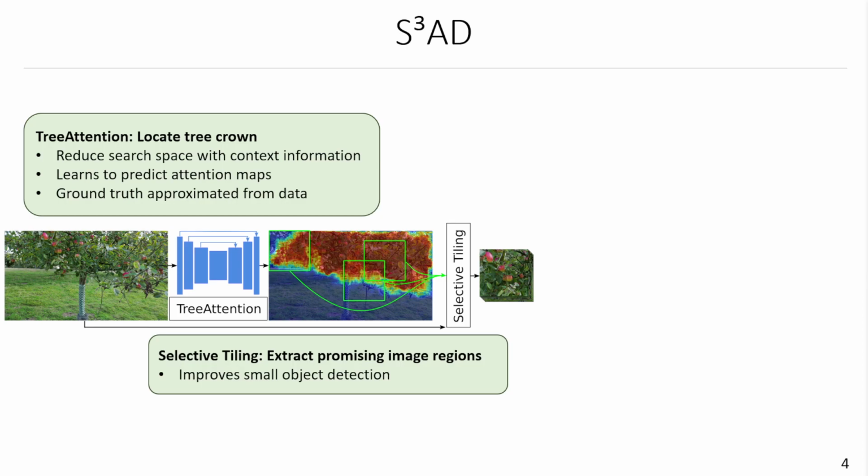In the next step, the selective tiling module extracts promising image regions or tiles for further processing by moving a sliding window over the attention map. And if the mean attention value of a given window exceeds a certain threshold, the corresponding image region is selected for further processing. The tiling allows the detector to process the input without initial downsampling, and thus improving the detection of small and occluded objects, even with moderate computational resources.